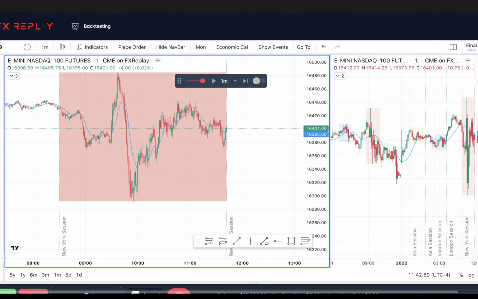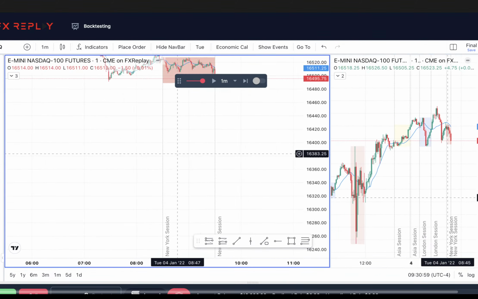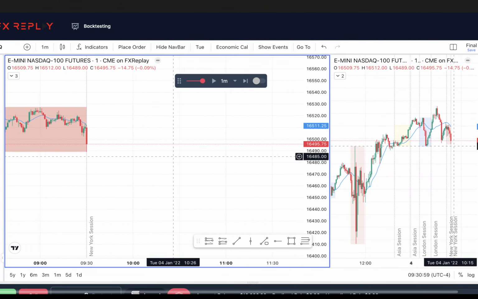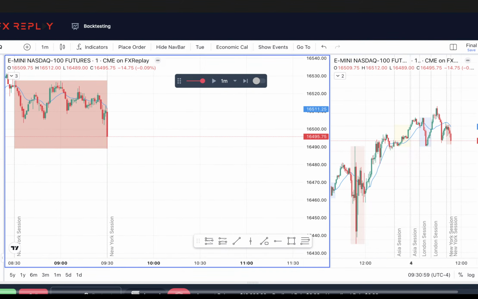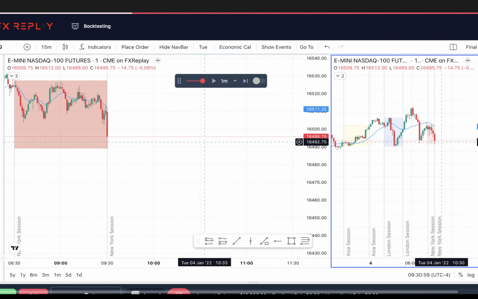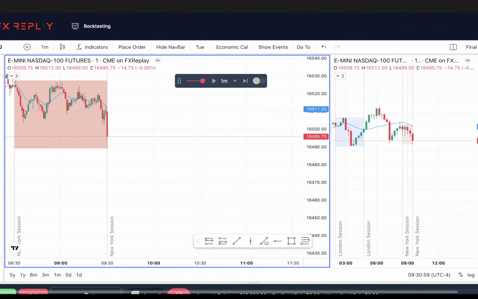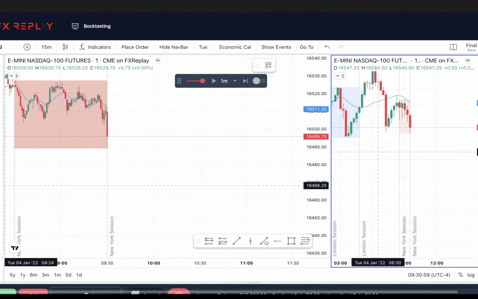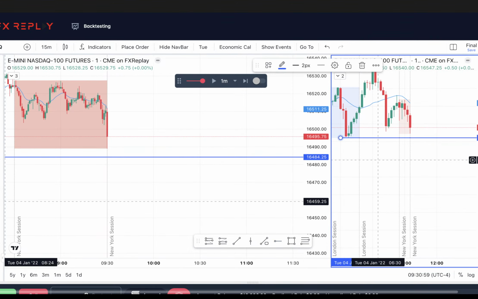New York session, 15-minute chart. You don't really need the hourly, obviously, but it will help you know where it's going. Like I said, the hourly and the 4 hours, that's why I start on it. But for the back testing, we're on the 15 here and then the 1 minute here. Liquidity here.